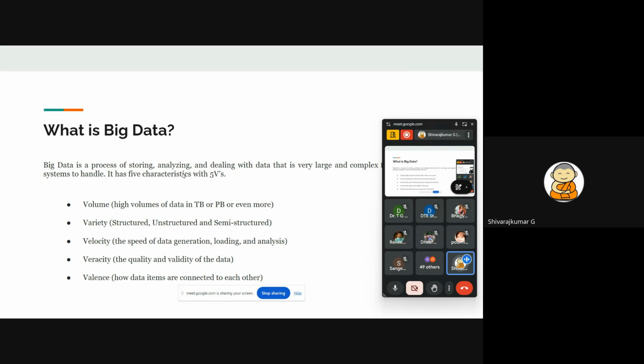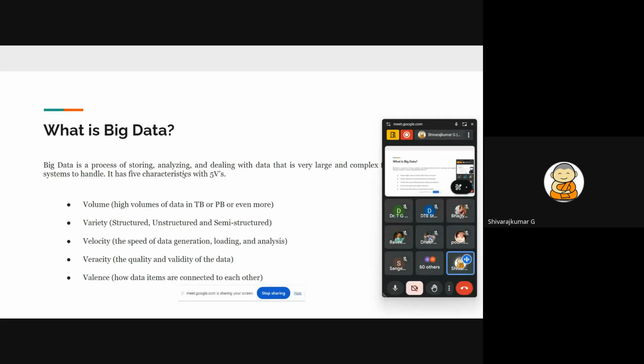Then comes variety of data. Nowadays we have three kinds of data: structured, unstructured, and semi-structured. When the data is in the form of tables or has a defined structure, and we store it in a database, that is called structured data. Semi-structured is, for example, data like JSON or XML.